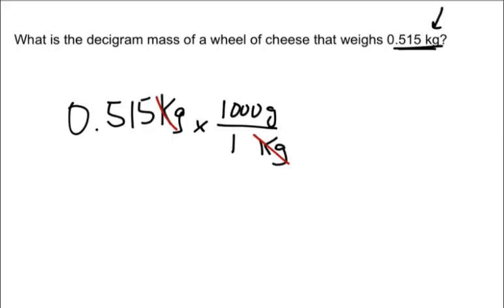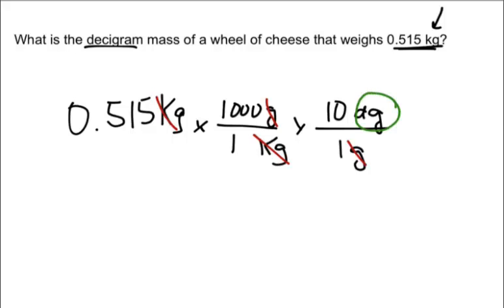That is not, however, where I want to be. I want to try to get to decigrams. So I do another conversion factor, and I say, well, I know that 1 gram is 10 decigrams. So now my grams will cancel out, and I'm in fact left with what I was looking for, decigrams.